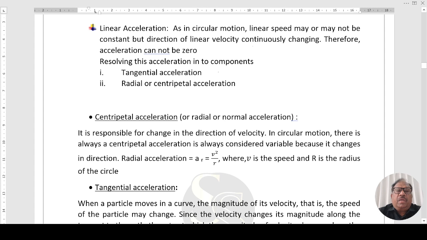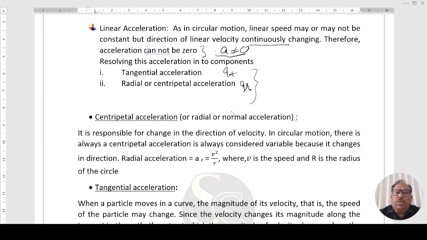Now, regarding linear acceleration in circular motion, linear speed may or may not be constant, but the direction of linear velocity is continuously changing. Therefore, acceleration cannot be zero. Resolving this acceleration into components, one is the tangential component AT and one is the radial component.